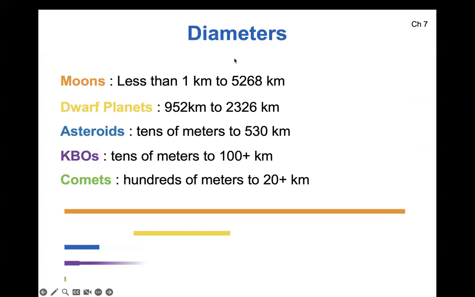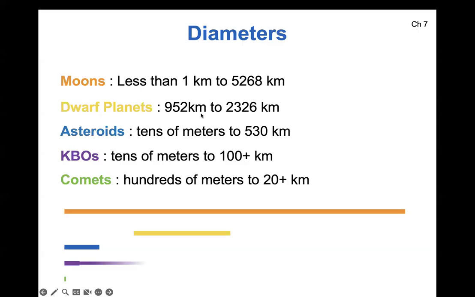Okay, so summary of sizes. I'll actually do this one somewhat quickly because it's all stuff we've already touched over, but have not seen summarized exactly like this. Moons, less than 1 kilometer, as big as 5,268 kilometers. So that's the biggest moon in the solar system, which is Ganymede, but we'll talk about Ganymede later on. It's one of the moons of Jupiter. Okay, so from the very smallest moons at 1 kilometer all the way up to the biggest. And a few other big moons are kind of in this size range.